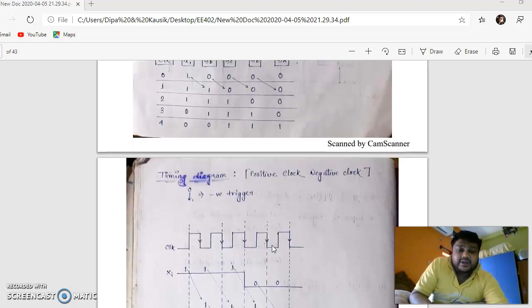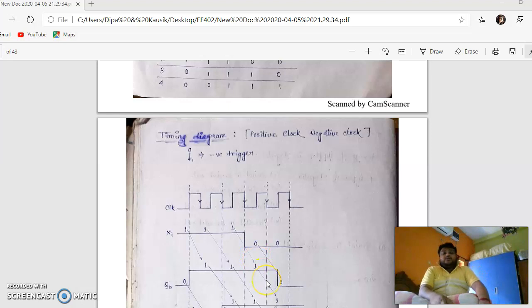Next is the timing diagram. We know two types of clock pulse: one is the positive clock pulse, another is the negative clock pulse. Here we use the negative clock pulse. This is the negative clock pulse. Here is one mistake: this dotted line is drawn in this section. Okay, so this is one pulse. This is one negative pulse.